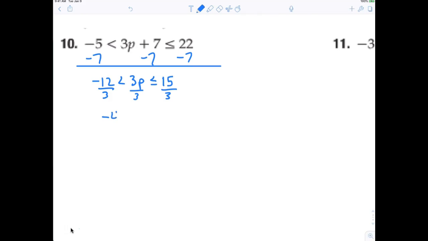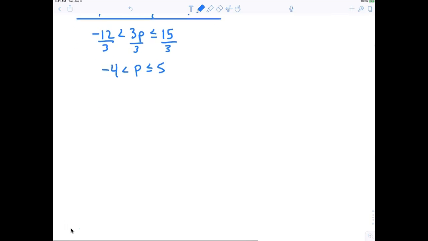And then? Negative 4 less than 2, which is... Keep going. So what, in interval notation, what would the answer be? Keep right up here. Parentheses... Negative 4 and infinity? No.